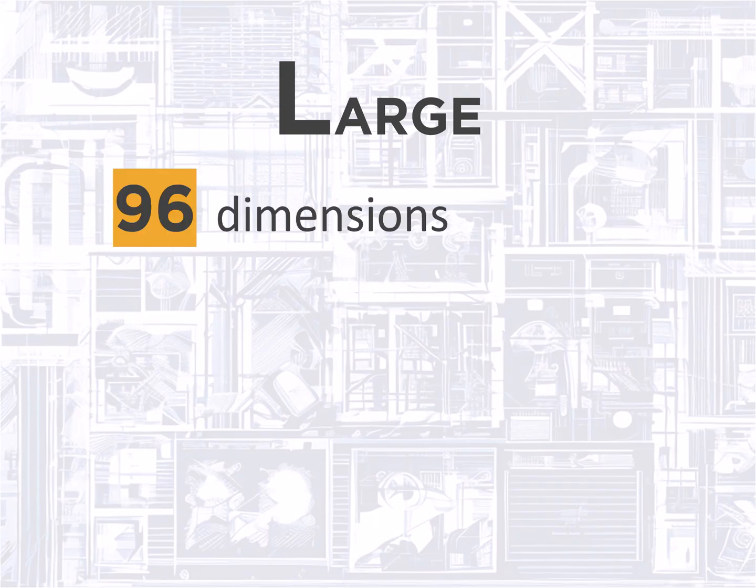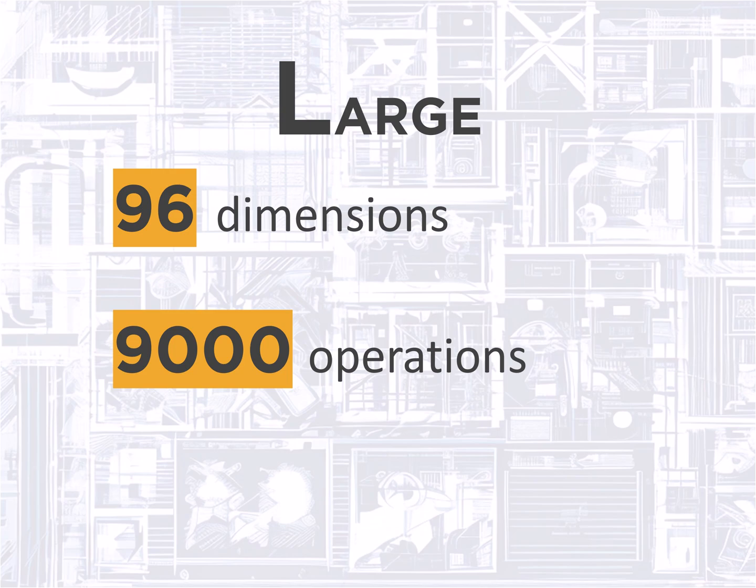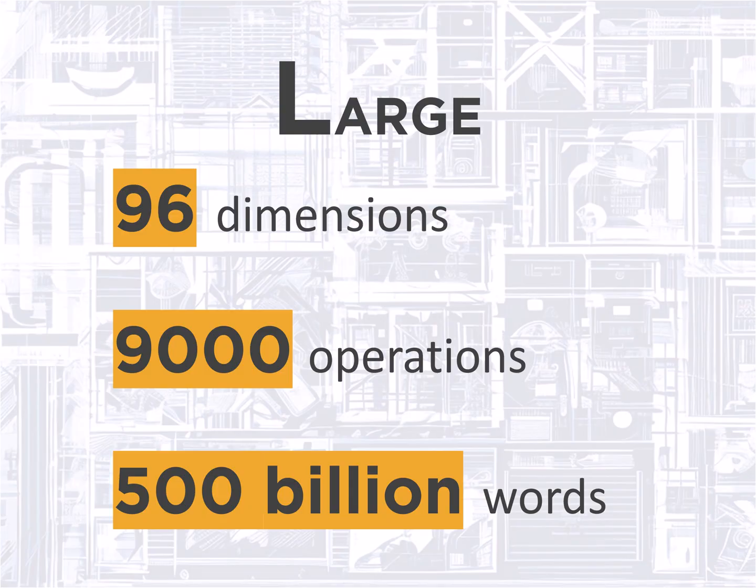But in ChatGPT, each word is given a value in up to 96 dimensions, and it does more than 9,000 operations every time it guesses a new word. It was trained on a dataset of around 500 billion words. That kind of scale is how chat AIs are able to mimic real language and real conversations.